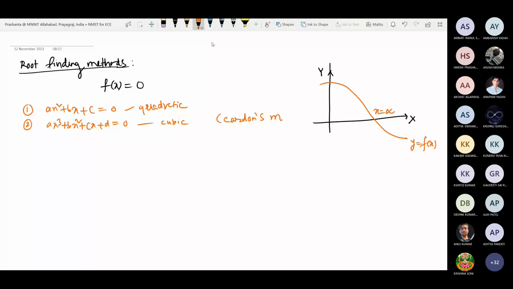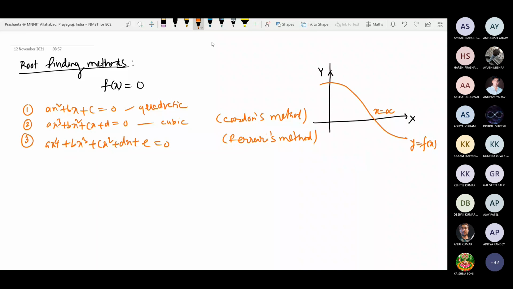And for a biquadratic equation, a polynomial equation of degree 4, of the form a x power 4 plus b x cube plus c x square plus d x plus e, you can solve the equation by using Ferrari's method. So methods are there to solve certain kinds of polynomial equations.